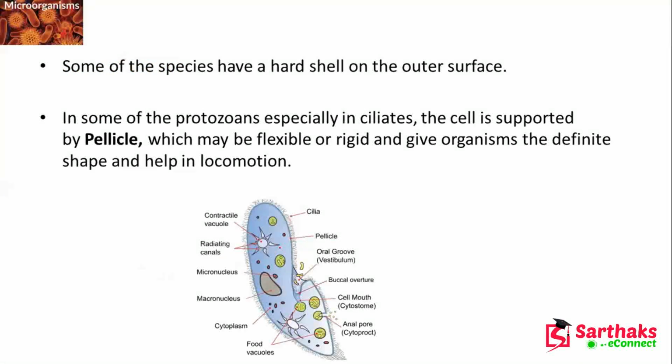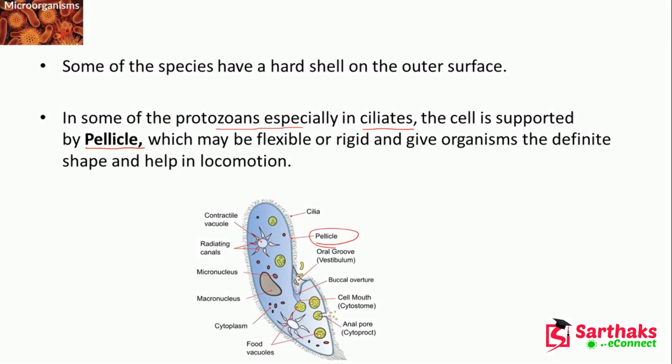Next, here you can see the structure of the protozoa. Some of the species have a hard shell on the outside, but generally the outer surface of the cell is not so rigid. That's why we get different sizes. In some protozoa, especially ciliates, the cell is supported by a pellicle. Here you have the pellicle.